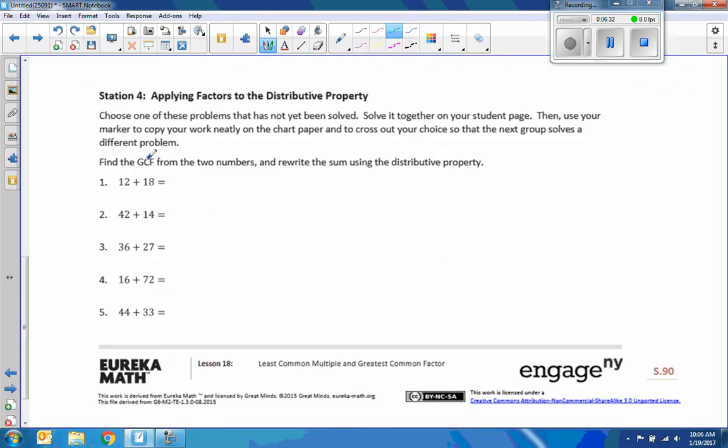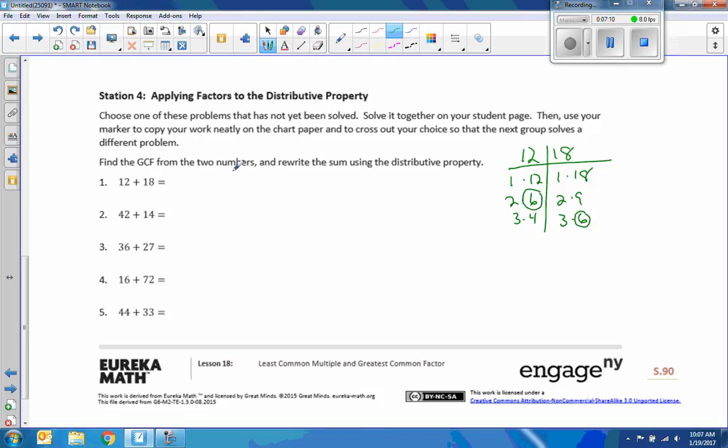Okay, so now it says find the GCF from the two numbers and rewrite the sum using the distributive property. Now we haven't discussed this yet, and I mentioned it before, but I skipped over it, so I'm going to mention it now. So if I find the GCF of 12 and 18, I'm not going to do all of these, I'll just do one or two. Factors of 12 are 1 times 12, 2 times 6, 3 times 4. Factors of 18 are 1 times 18, 2 times 9, 3 times 6. The greatest common factor is 6.